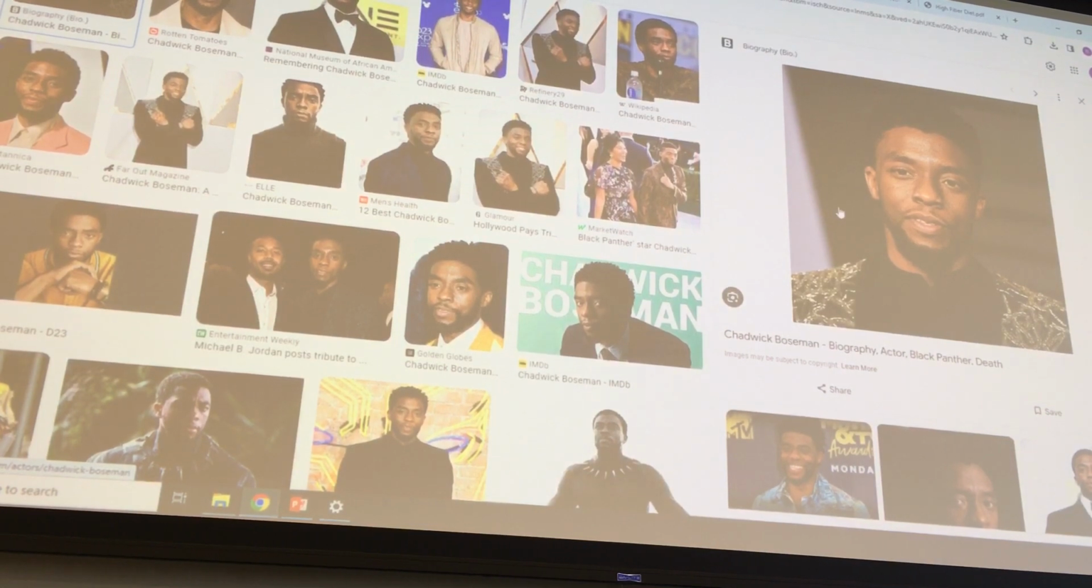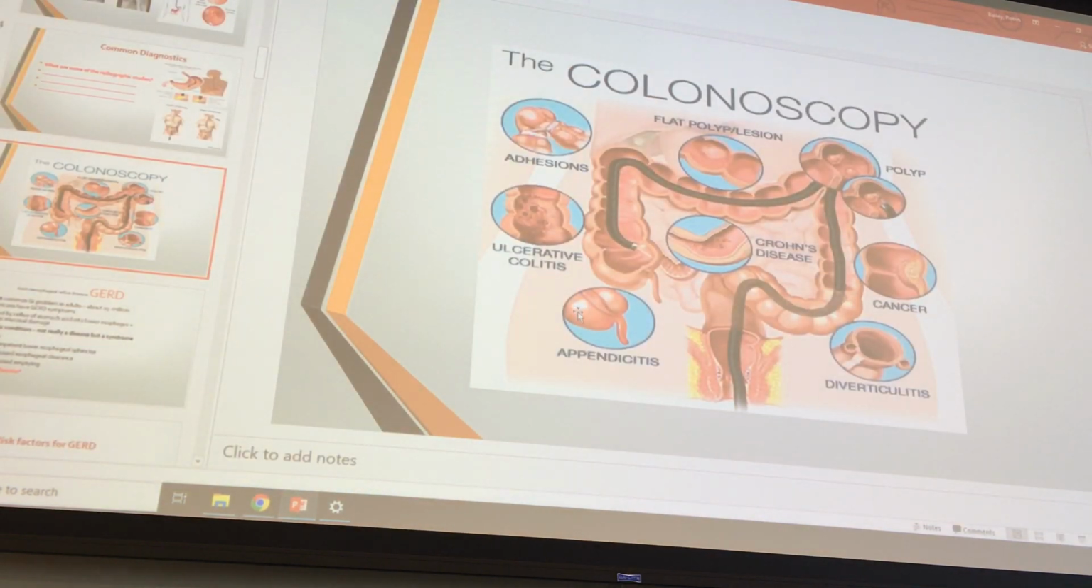So anybody know, I know you guys know who this is. Yeah. Right? So he died at 42. Okay? He died at 42 of colon cancer. So I put that up there because a lot of students don't recognize how important it is if you have a family history, and I'm not sure that he had a family history of colon cancer, but it's happening to everyone in all different ages.